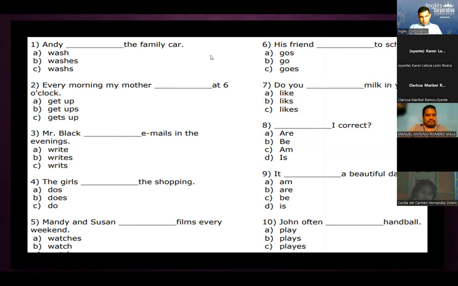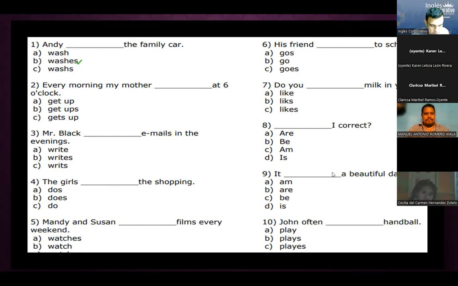Washes. Little B. Letter B. Okay, can you read the complete sentence? Andy, washing the family car. Good, excellent. Mr. Manuel. Number two, every morning, okay.